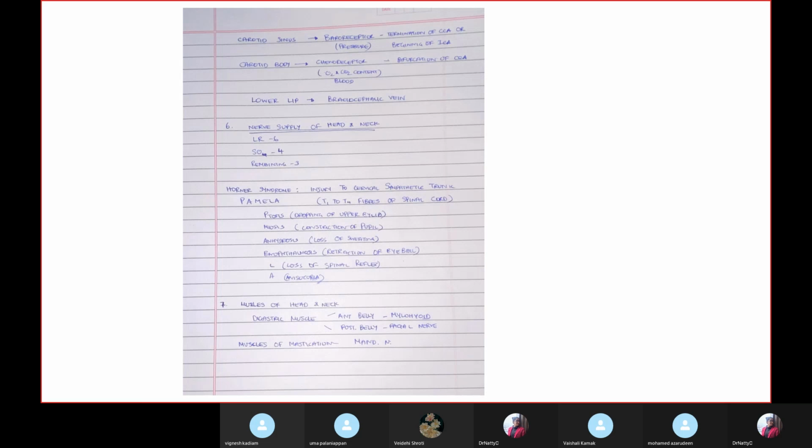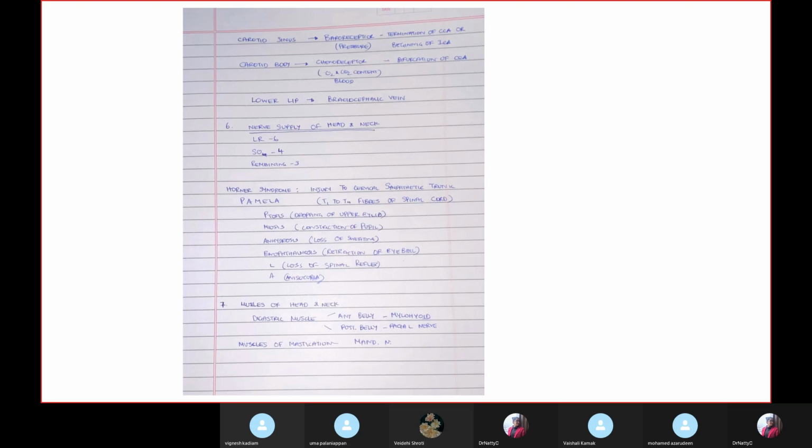Then the next point is carotid body. Carotid body is a chemoreceptor which is responsible for any chemical alteration in the content of the blood. That is, any alteration in the oxygen or carbon dioxide content of the blood will activate the chemoreceptor, which is carotid body, and carotid body is present at the bifurcation of the common carotid artery. This is a very, very important MCQ. Carotid sinus is a baroreceptor, carotid body is a chemoreceptor.